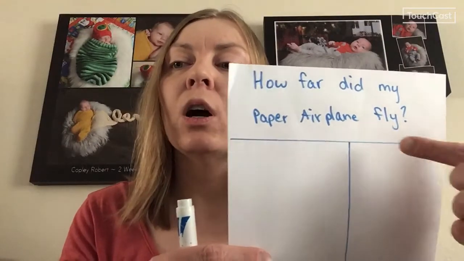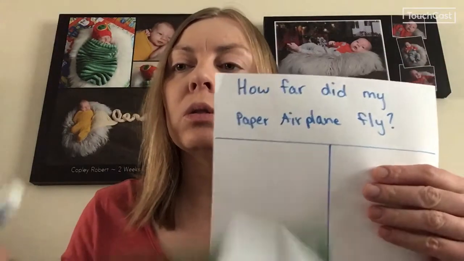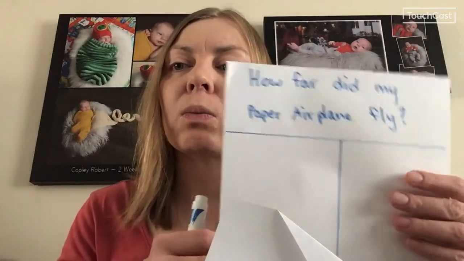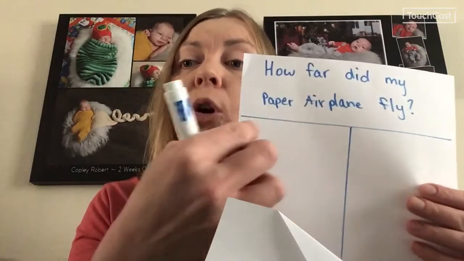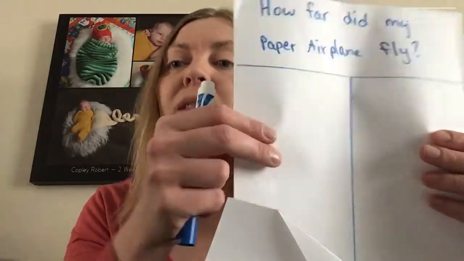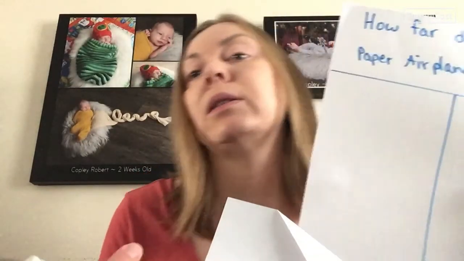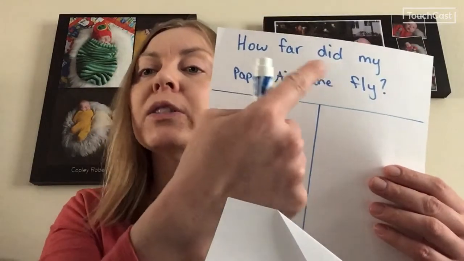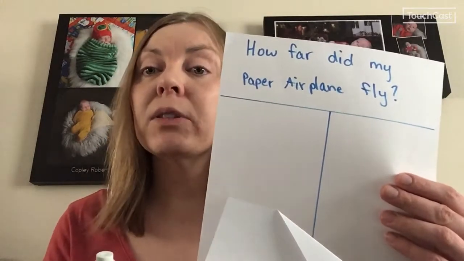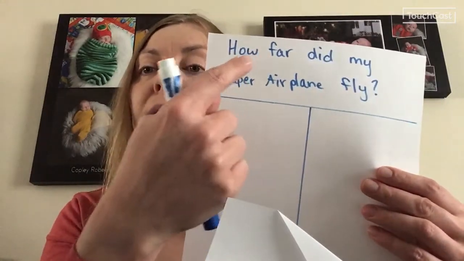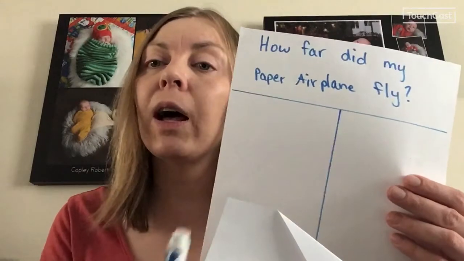I used a ruler to just do my table, so you can do that as well. Or you could actually use the side of your notebook to draw the straight lines. This is a table, everybody. A table is just a way to collect data. Okay, so the title, you should always have a title when you collect data. Mine is how far did my paper airplane fly?